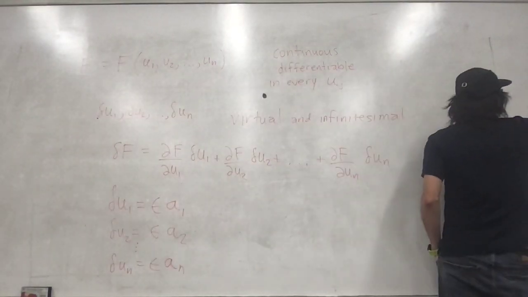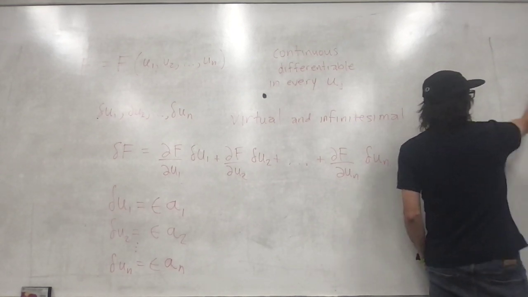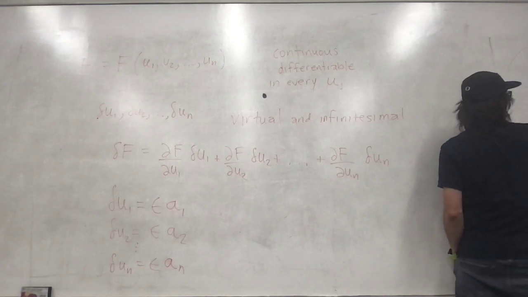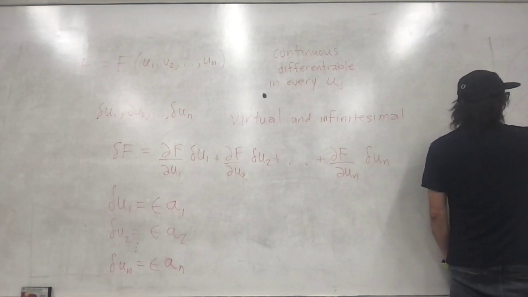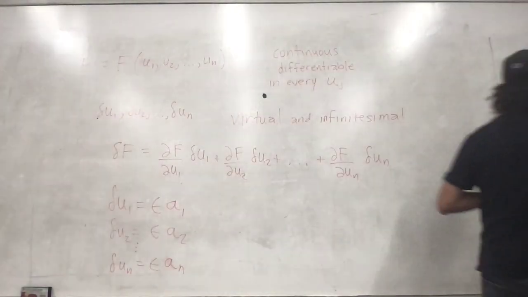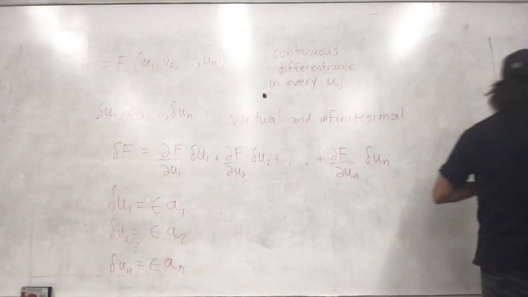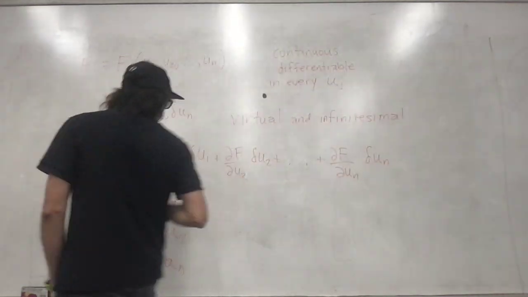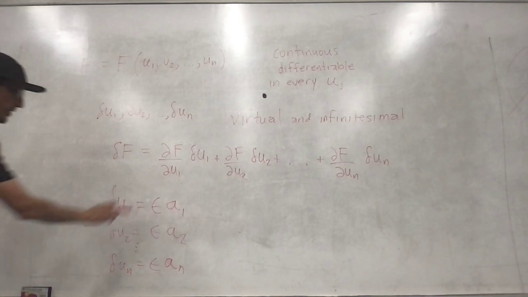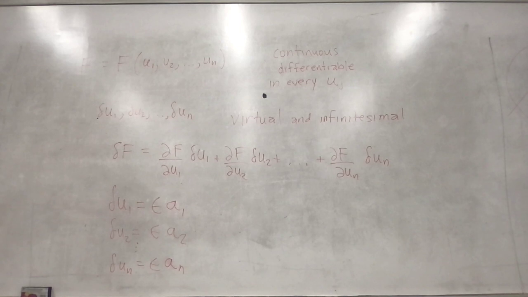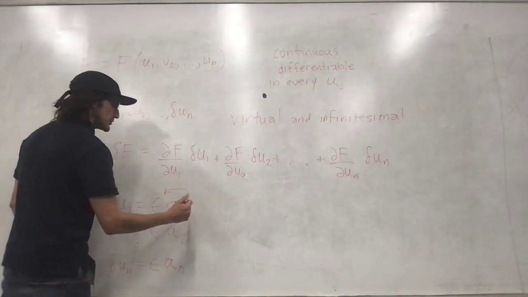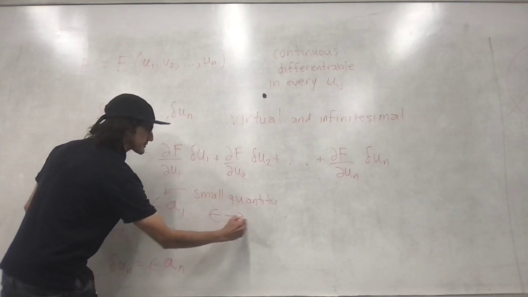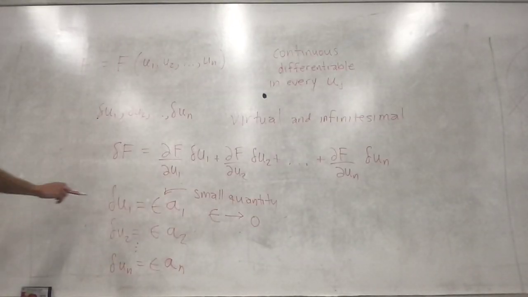So this is the point that you're looking at, and this is the neighborhood. This can be a high dimensional space. So we're going to have a path, and the path is going to, in general, have a component in each a. This is just vector calculus, although remember that these a's are not necessarily orthogonal. And epsilon is just a small quantity, so we can make it go to zero. And this is how we get the delta.